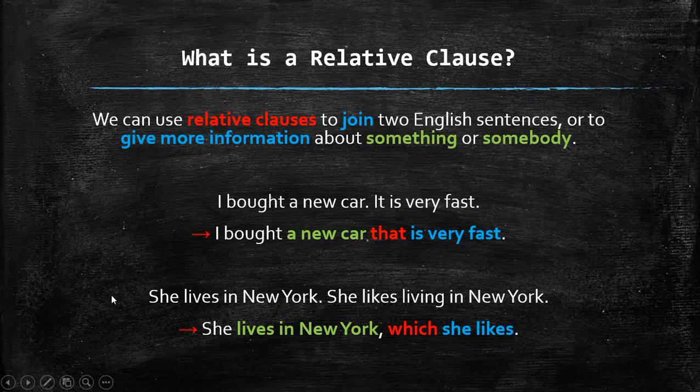The second one, we have these two sentences. She lives in New York and she likes living in New York. We are going to join these two sentences to form just one and to give more information about something or somebody. For example, she lives in New York, which she likes. We're giving more information about what? About New York. Why? Because she likes it. She likes the city.